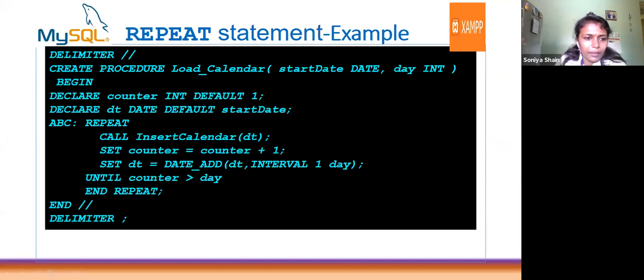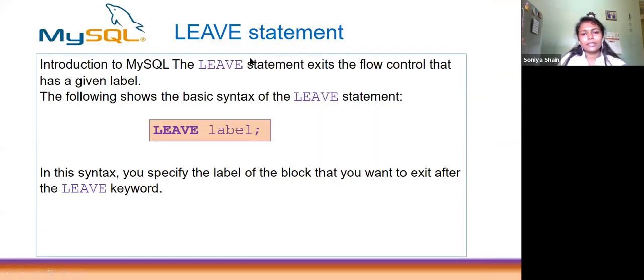So see here, repeat: write the statements first, then until, then give the condition. Remember, repeat works repeatedly for false conditions, and when true, it comes outside. Okay, so this is the thing. And the leave statement syntax, I already discussed with you. Leave a label.